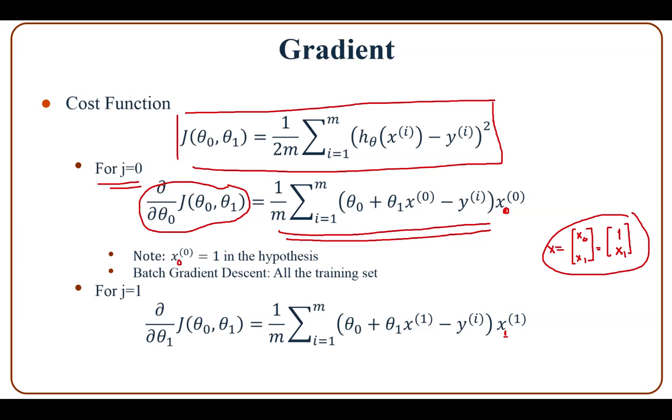So each data point looks like this. Each point is a vector x with x0 and x1. x0 is actually 1 because you have just one single variable, right? This algorithm is also called batch gradient descent because we look at all the training set.